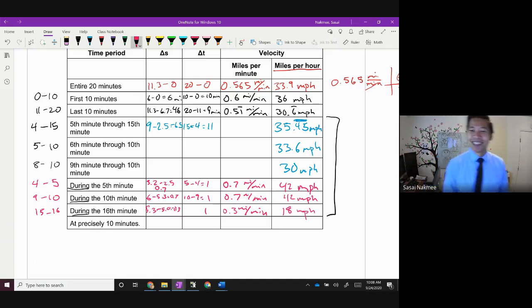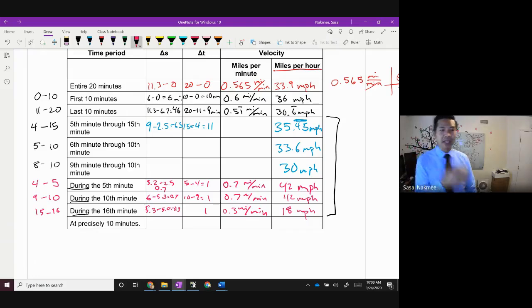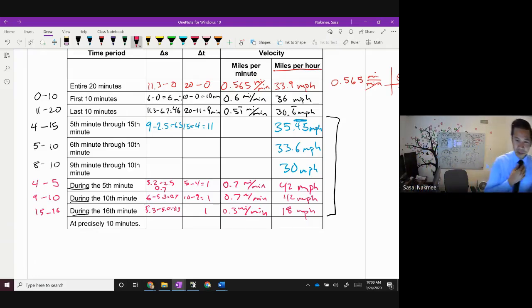I like that answer. Yeah, perhaps. That could be the case. They could have been going really slow for that 16th minute, right? Or what else could have happened during that 16th minute in between 15 and 16? What else could have happened? Does anyone know?